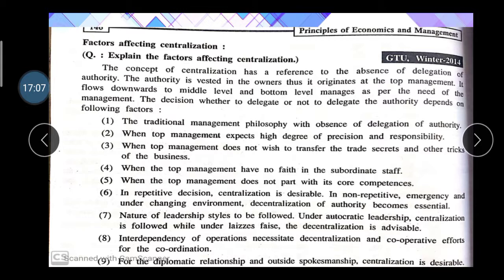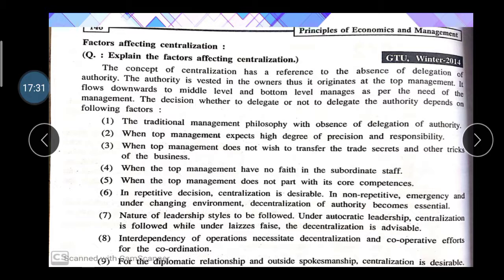Here there is an absence of delegation of authority. They cannot consider delegation of authority. All the authority has to be possessed only by higher authorities. Second, when the top management expects a higher degree of precision and responsibility, at that time they cannot delegate authority. They have to centralize their authority with them.